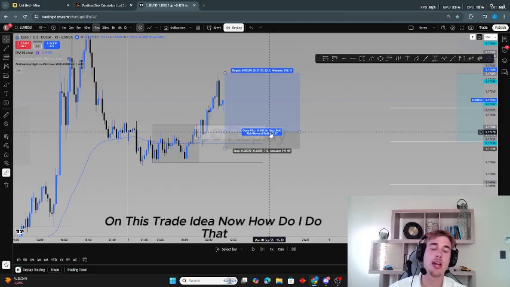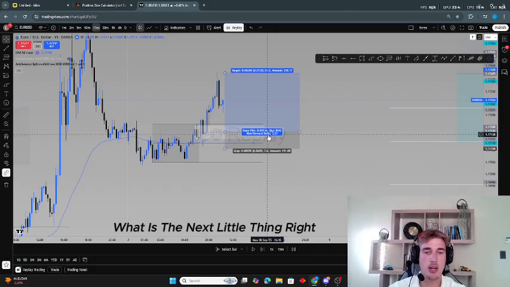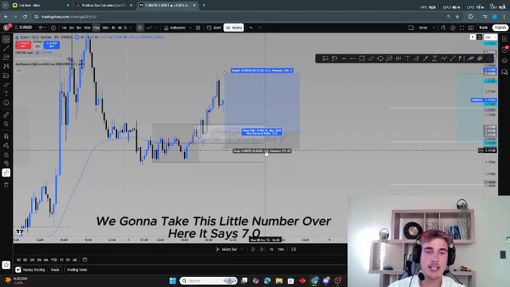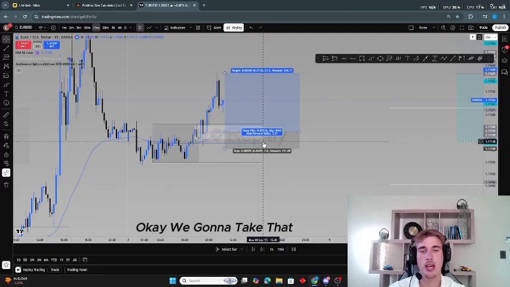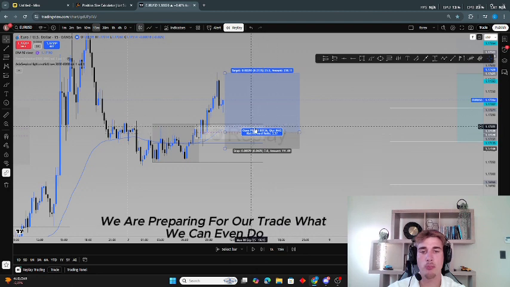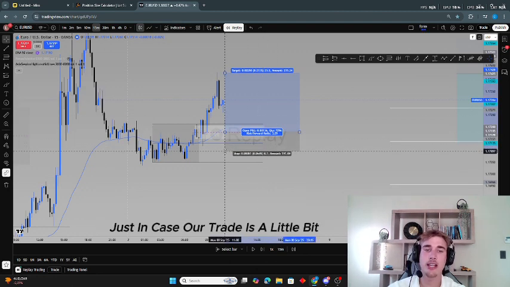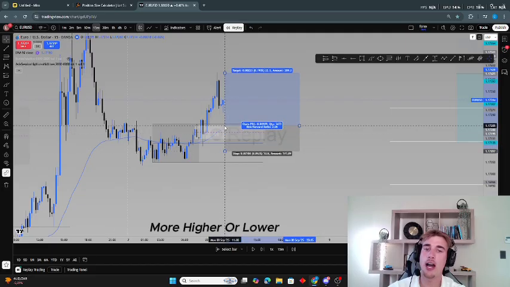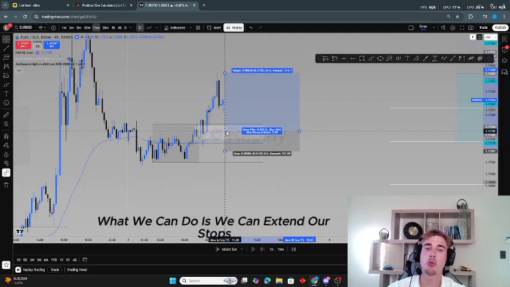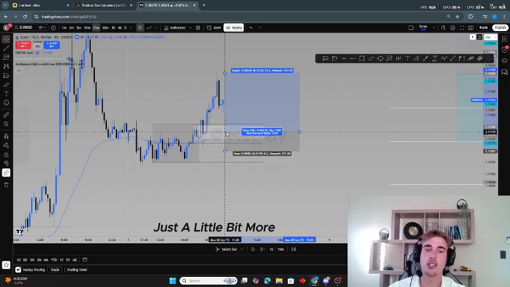Now, how do I do that by calculating my lot size? What is the next little thing, right? We're going to take this little number over here. It says 7.0. Okay. We're going to take that. We are preparing for our trade. What we can even do, just in case our trade is a little bit higher or lower, is we can extend our stops just a little bit more.